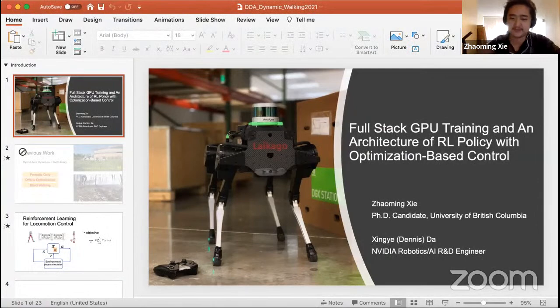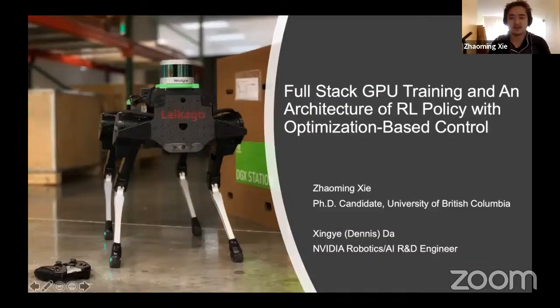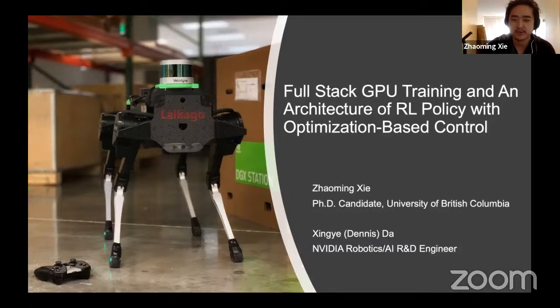Okay, great. So hello, I'm Xiaoming from UBC, and this is a collaboration with Dennis from NVIDIA, and I will be talking about using reinforcement learning to control quadrupedal robots.